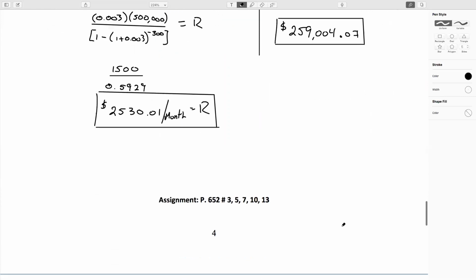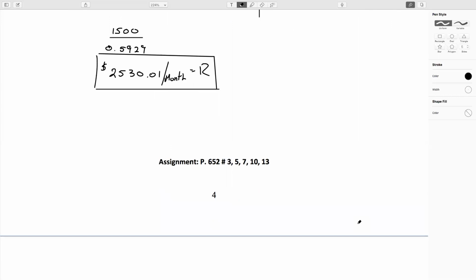All right, that's where we're going to end things here. I've got a few questions for you to try. Question 3 is basically just calculating interest rates per compounding period. 5 through 13 are the ones that are going to be actual problems to solve. We've got a little mix of borrowing questions versus investing questions.